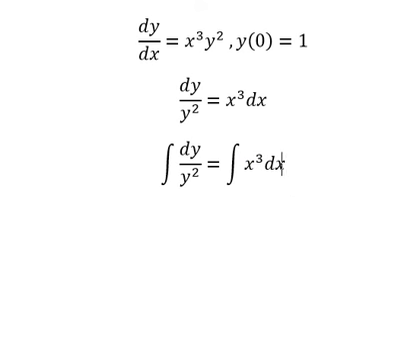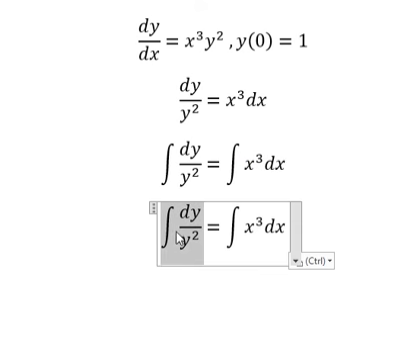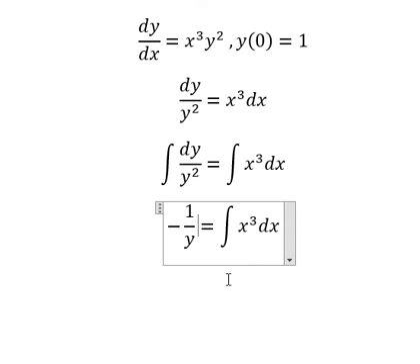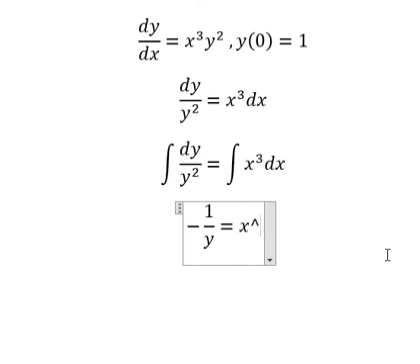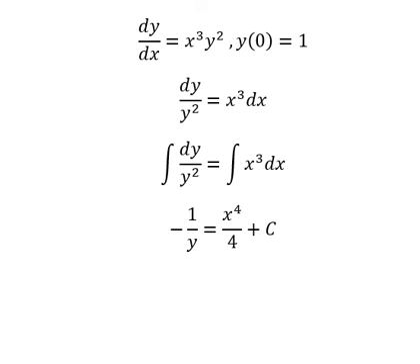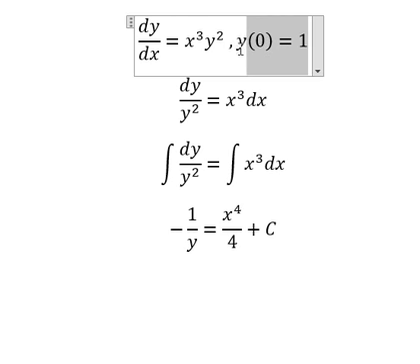Next, the integration of this one, we have negative 1 over y. The integration of this one, we have x to the power of 4 over 4, and I will add c. Now we have the condition.